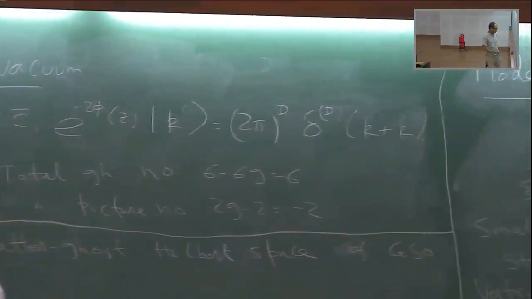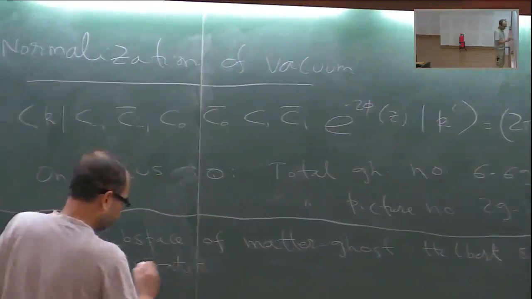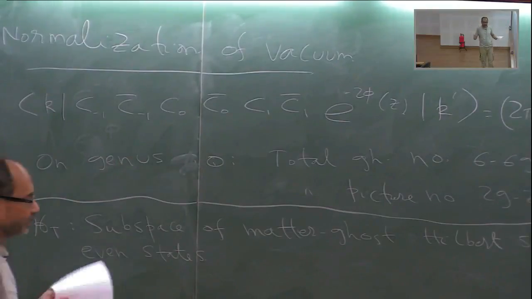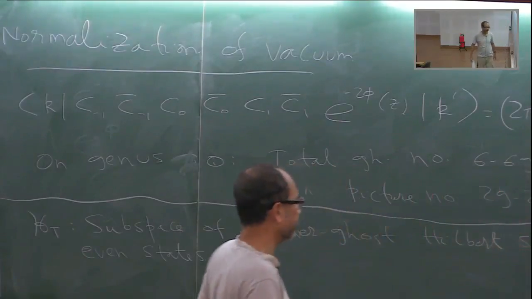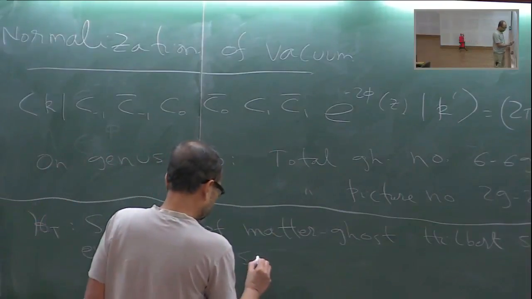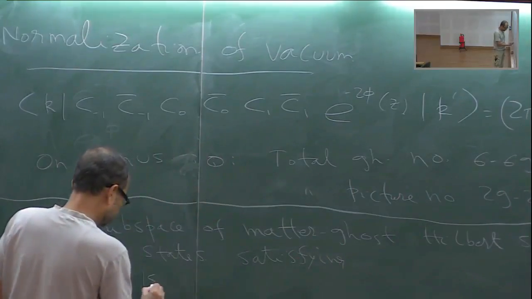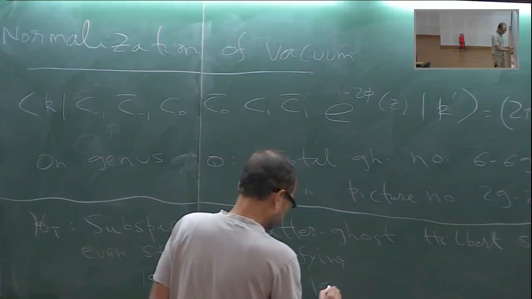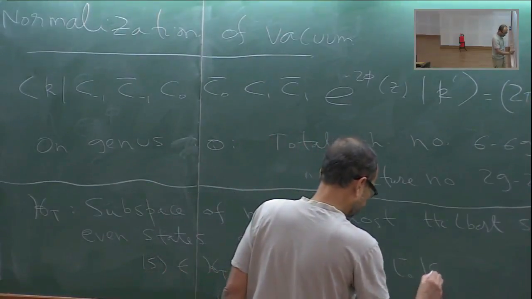Okay, I should have said that there is this GSO projection which removes half of the states of the theory. And I will assume throughout that I will be working with only the GSO even states, where the GSO odd states have already been projected out, satisfying the following condition: that S belongs to HT if B0 minus S is 0 and L0 minus S is 0.